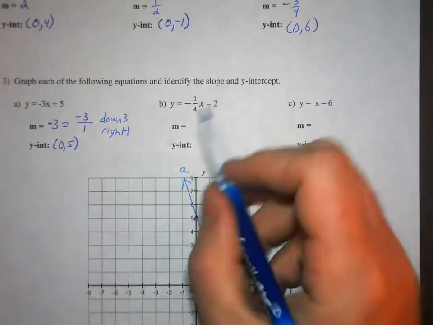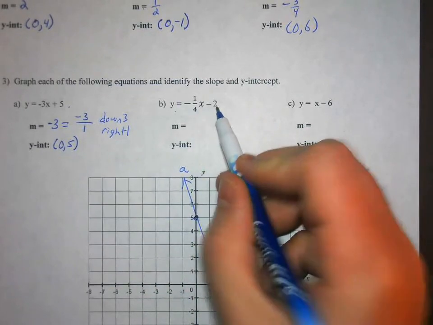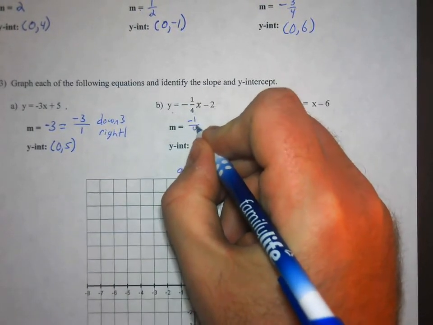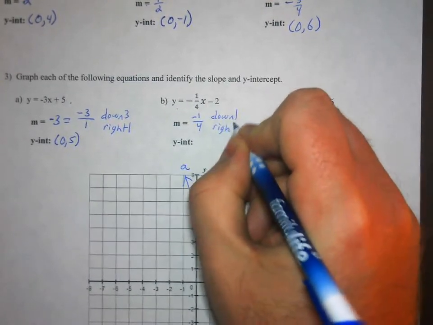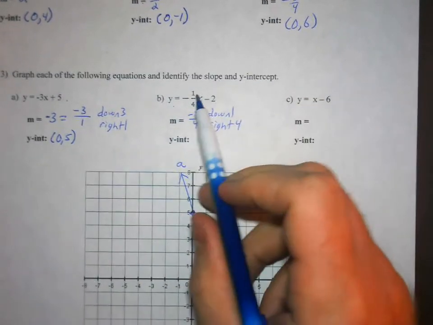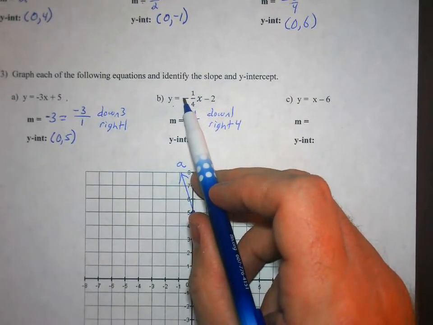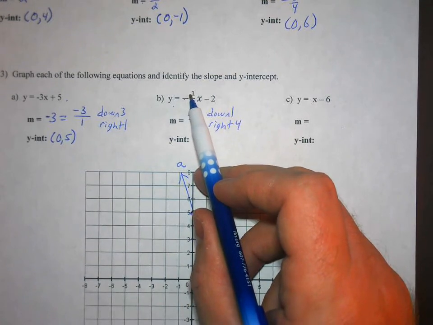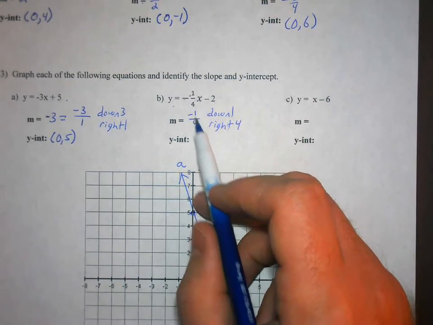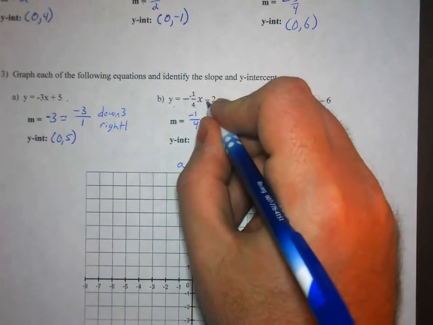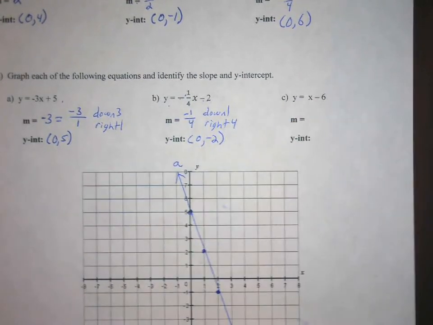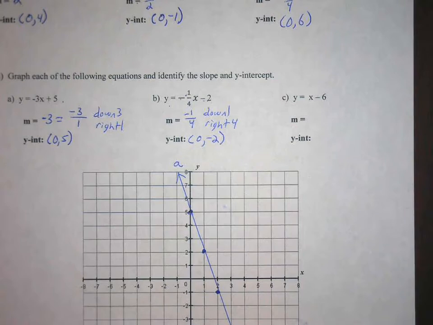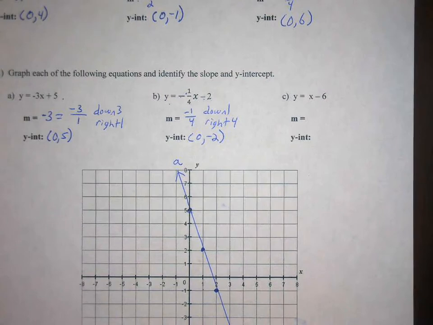Going on to graph B, y equals mx plus b. Here the slope is negative 1/4, which means we count down 1 and to the right 4. Remember, with a negative slope, if you put the negative in the numerator with the 1, you won't miss it. So just down 1, to the right 4. And the y-intercept of minus 2 tells you that (0, negative 2) is the y-intercept. So take a minute and finish B and C, and I'll put the answer key up here.